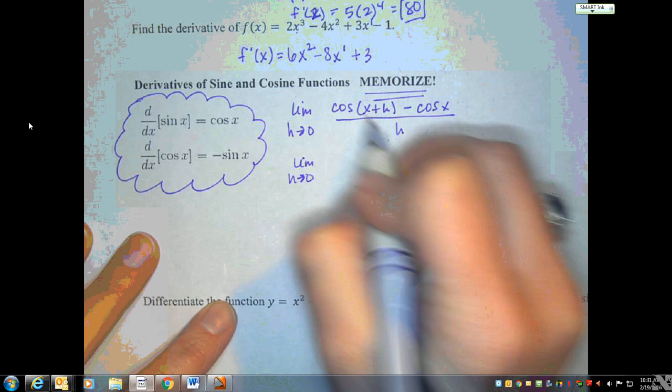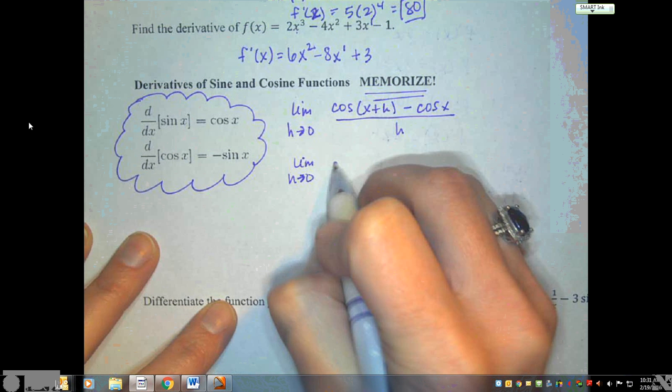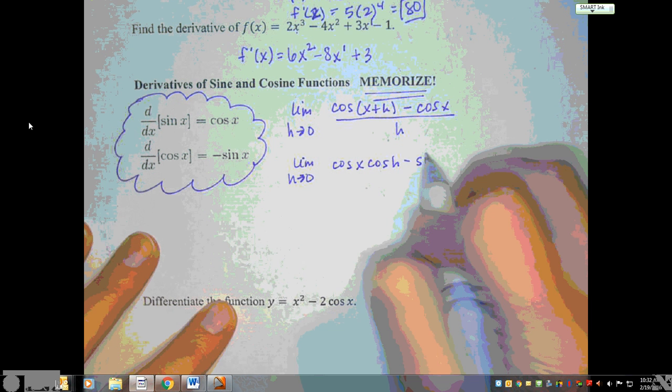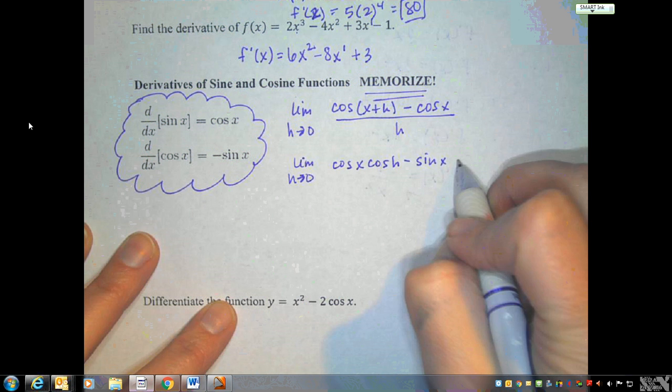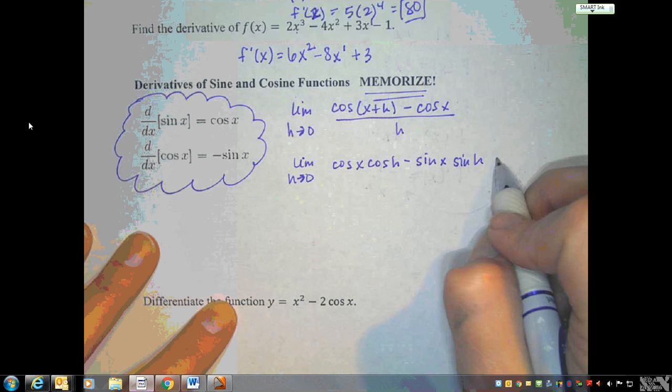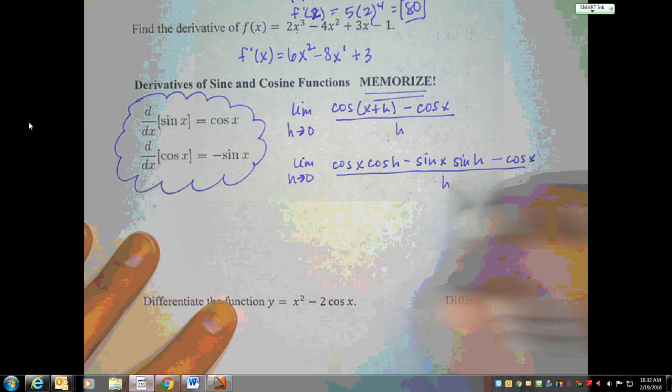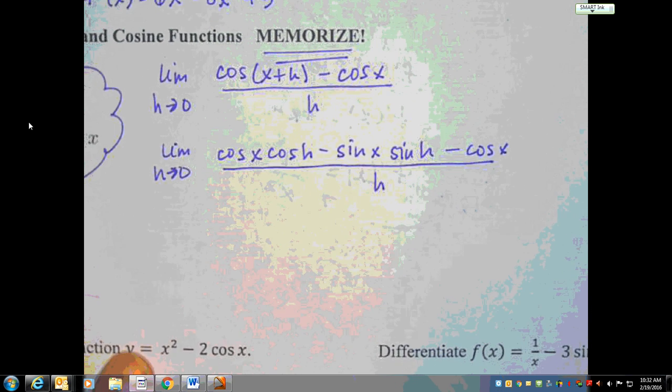So when we're adding 2 angles together, you can just make it cosine of the first angle times cosine of the second angle, minus sine of the first angle times sine of the second angle. And then don't forget to subtract your cosine x, all over h. This is just like that assignment.